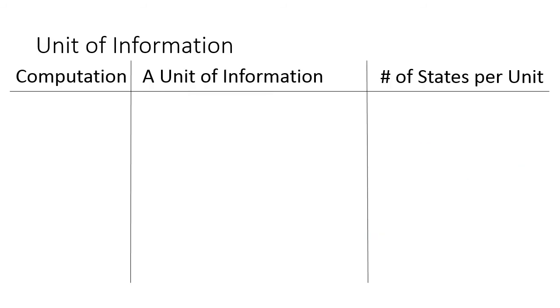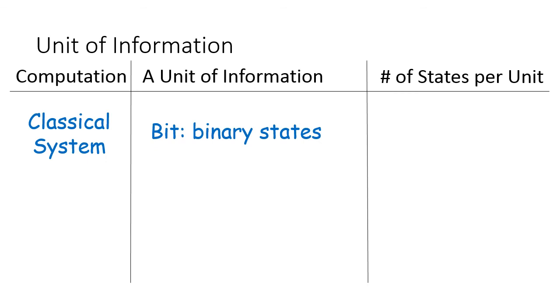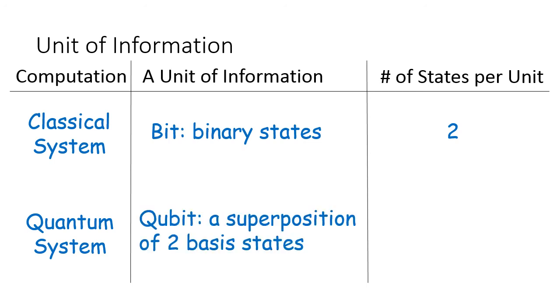Lastly, I want to talk about the unit of information. In a classical system, a unit of information is represented by a bit, which represents the binary states. The number of states per information unit is 2. For a quantum system, a unit of information is represented by a qubit, which is a superposition of two base states. And the number of states per unit is infinite because it is a superposition of two states. The power of the quantum computer lies in the infinite number of states available to each qubit.